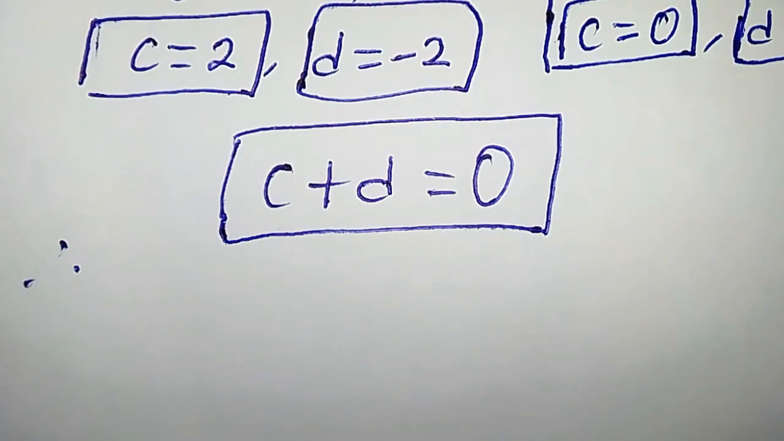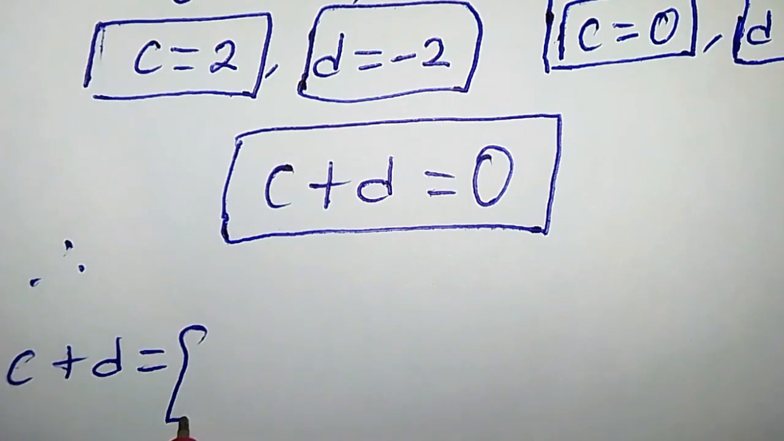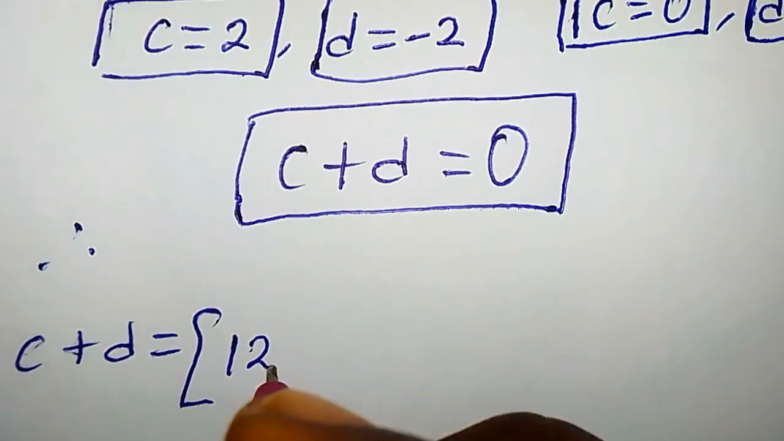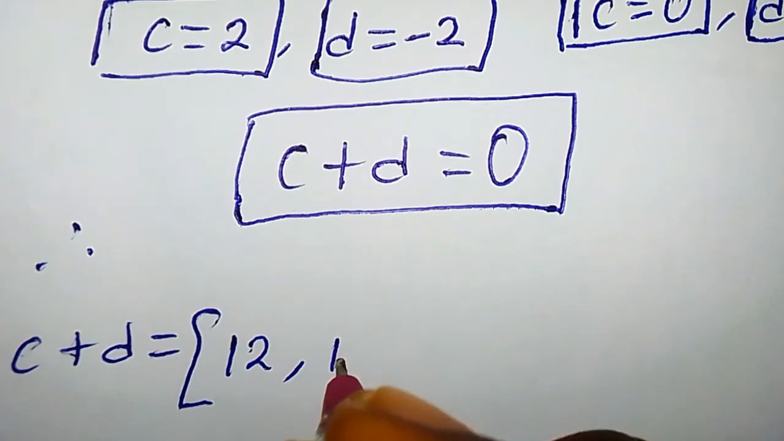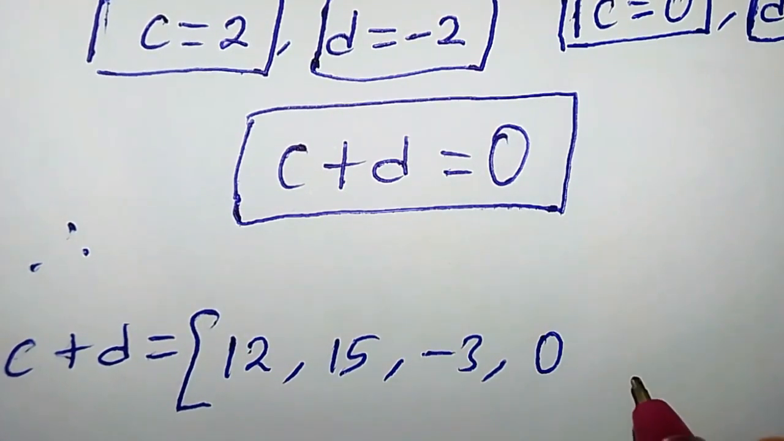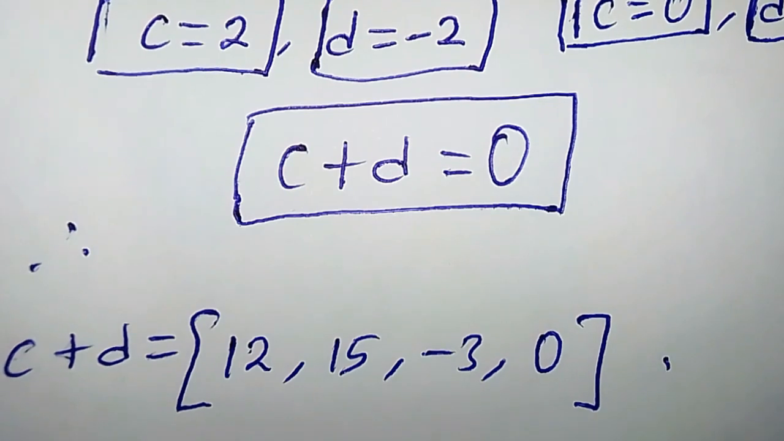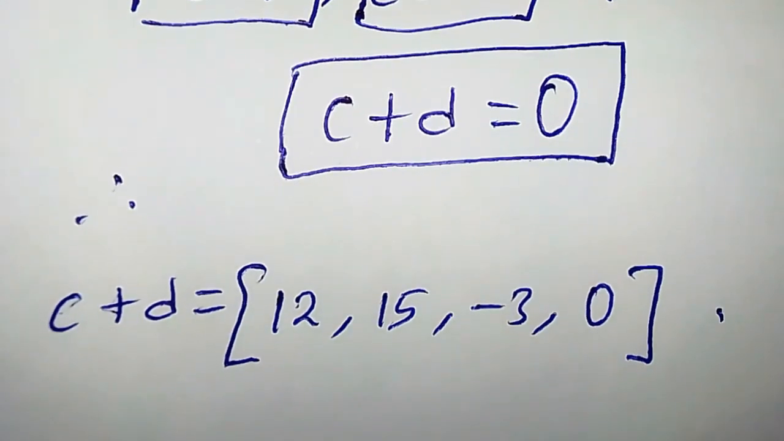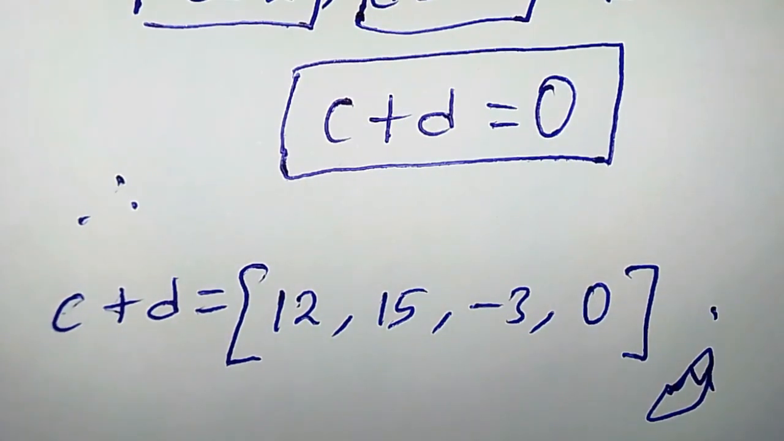Therefore, we can now claim that all the solutions that we have for C plus D is equal to the set of 12, 15, minus 3, 0. This is the required solution for C plus D.